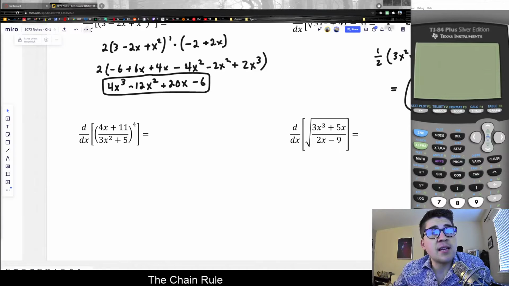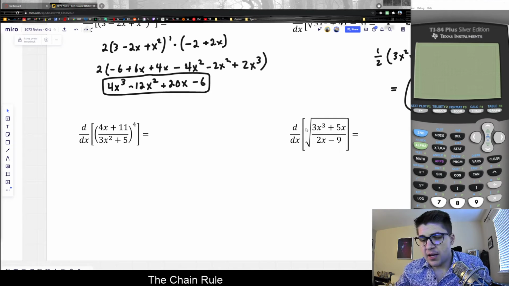Let's do a couple more examples of using the chain rule to find the derivative of function composition. So again, how to recognize: we always should have a function within another function. In this case, we have this whole thing to the fourth power, or this whole thing within a square root.